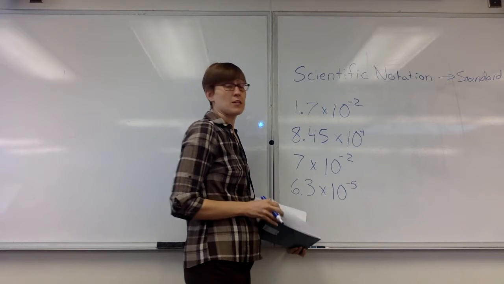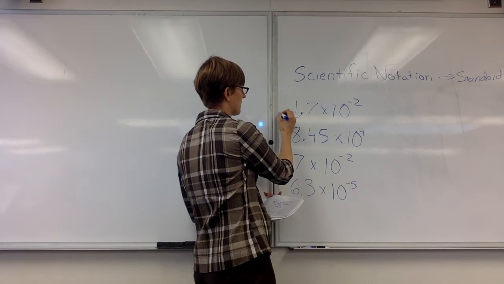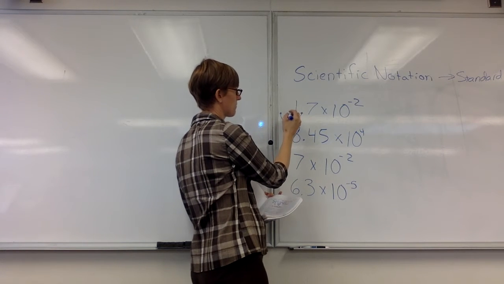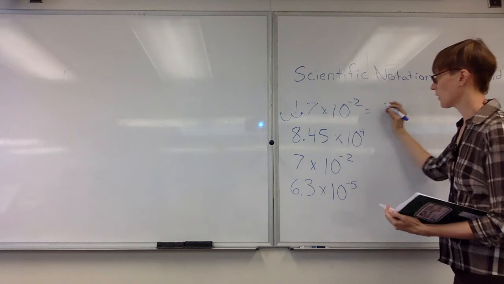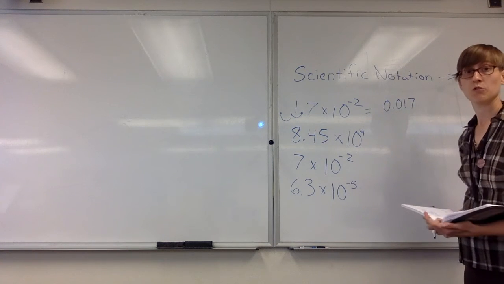So for the first one here, if we move our decimal place 2 places to the left, 1, 2, my new decimal will be here, meaning I have to fill in 1 place. So it's going to be 0.017 would be my answer.